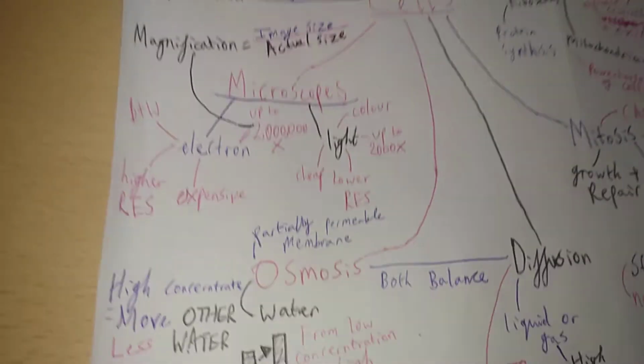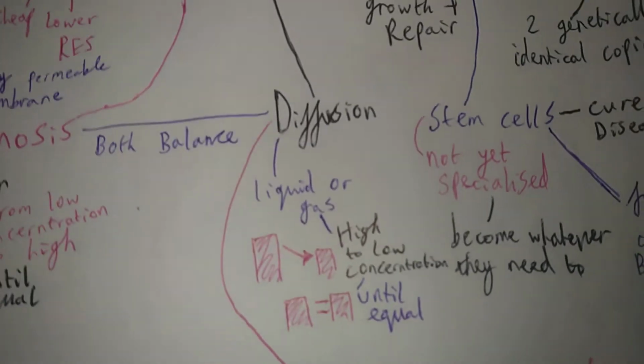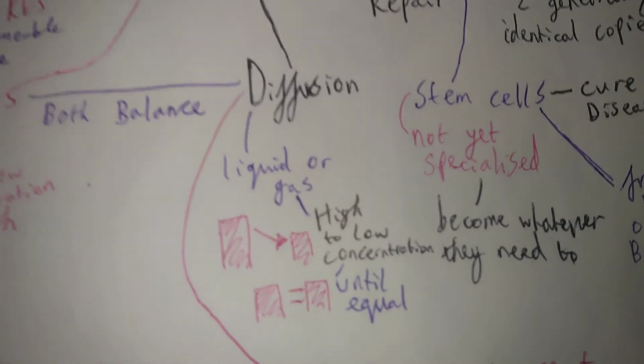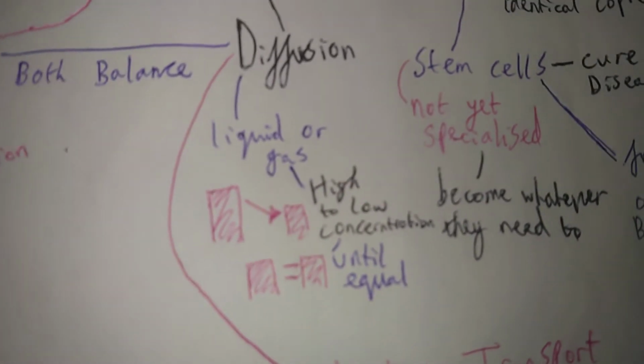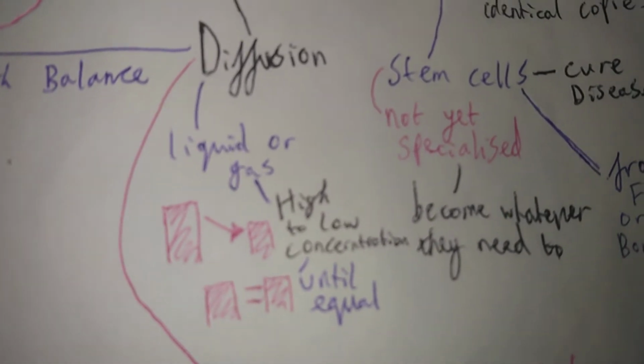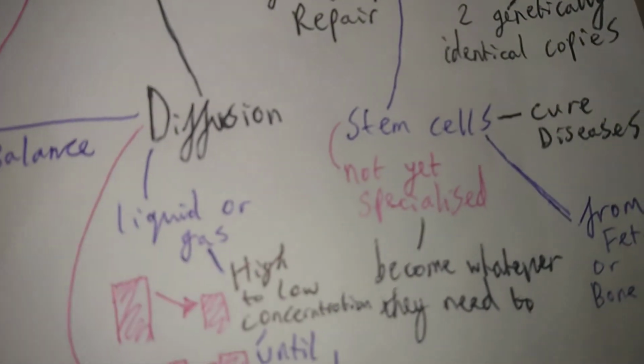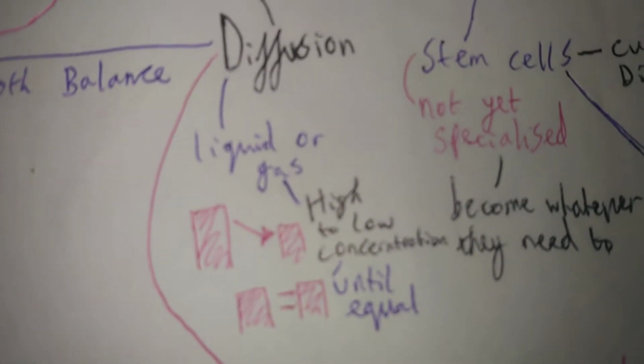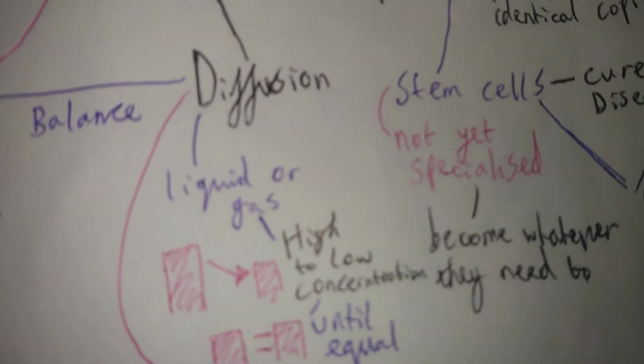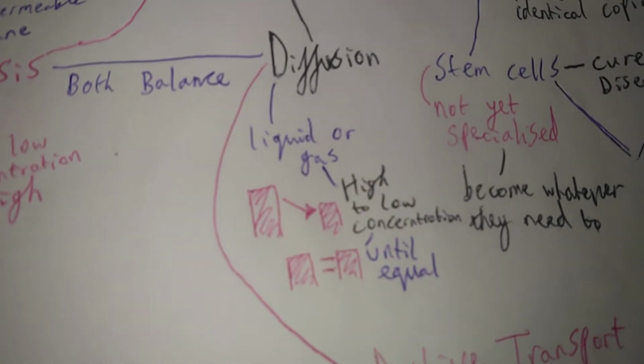And now, moving right along here, we're on to diffusion. It's where a liquid or gas moves from a high to low concentration until they're equal. So a high concentration means that there is a lot of the liquid and gas there, and a low concentration means there's not much of the liquid and gas. So when it switches over, it sort of equals it out.